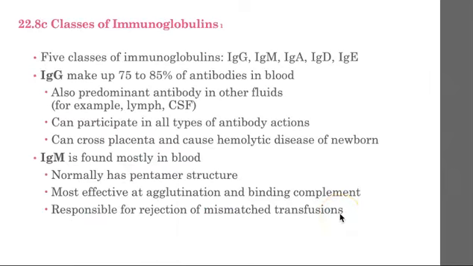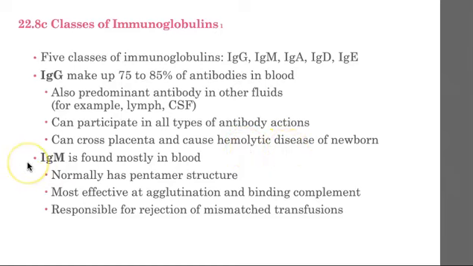All right, now let's get into our 5 classes of immunoglobulins. First up, we have IgG. This makes up the majority of our antibodies in our blood, so it is usually referred to as our serum antibody. It is also found in other body fluids such as the lymph and cerebrospinal fluid, and can participate in all types of antibody actions, the ones that we just talked about. What's unique about IgG is that it can cross the placenta, which is a good thing because it helps to give the fetus and infant some immune abilities, but it can also cause hemolytic disease of the newborn.